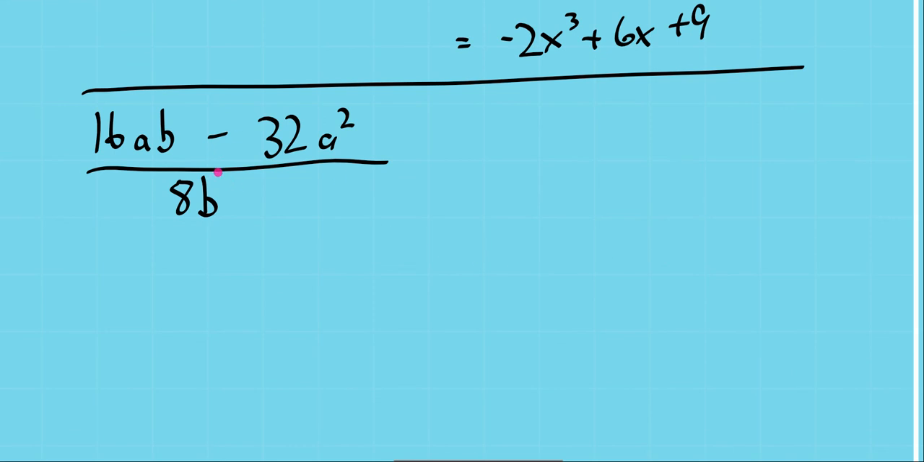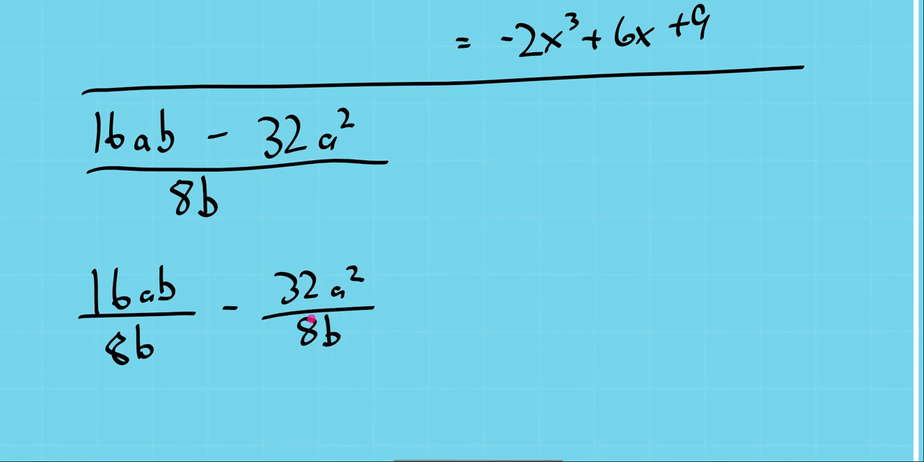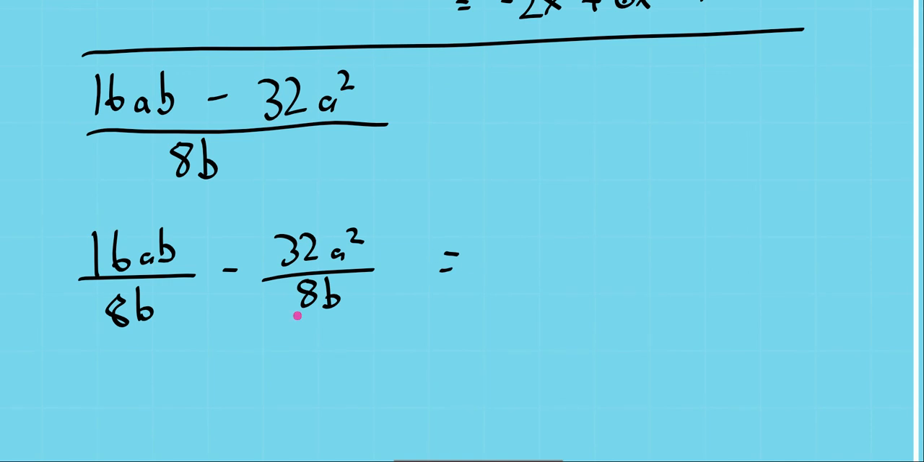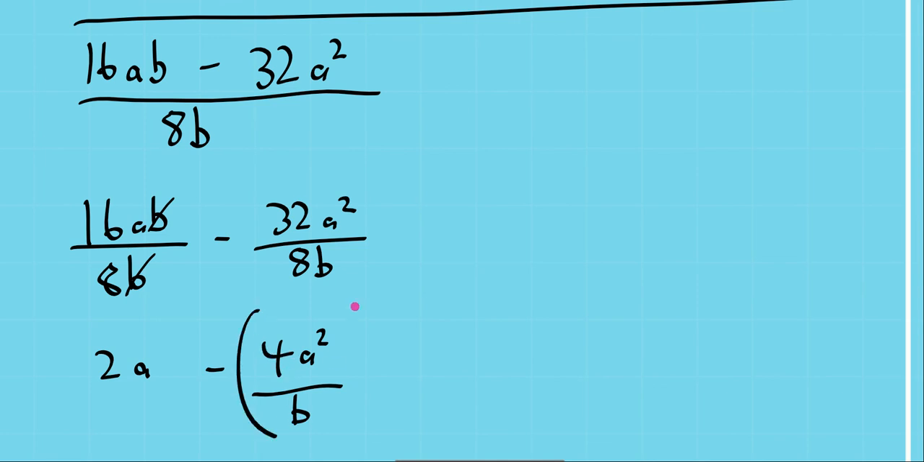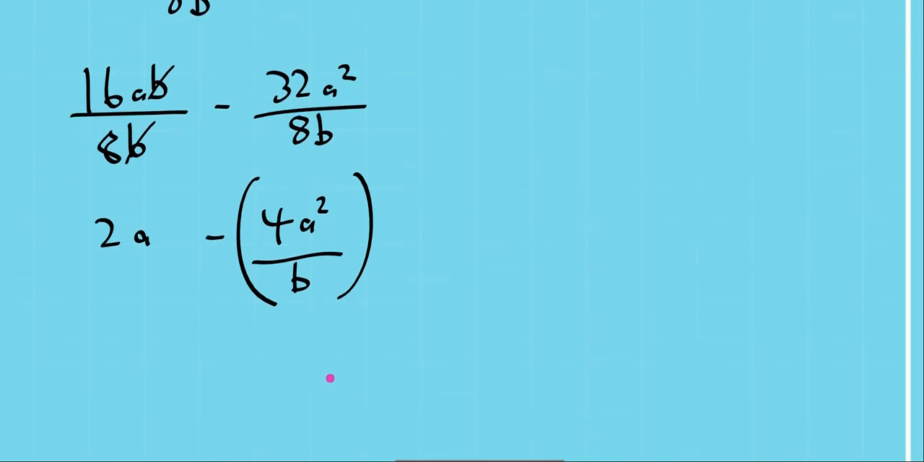Next one here, 16ab minus 32a squared over 8b. That's the same as 16ab over 8b minus 32a squared over 8b. 16 over 8 is 2. ab over b, b and b can cancel, there's just an a left. Here, 32 over 8 should be 4. And a squared has nothing to cancel with on the bottom, and b has nothing to cancel with on the top, so they just have to stay there. I could put brackets around it if I like, but same result either way.